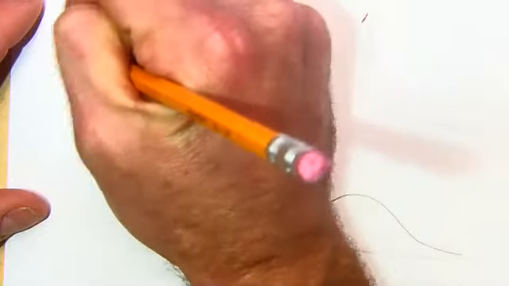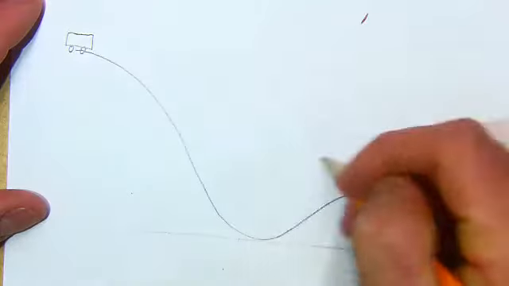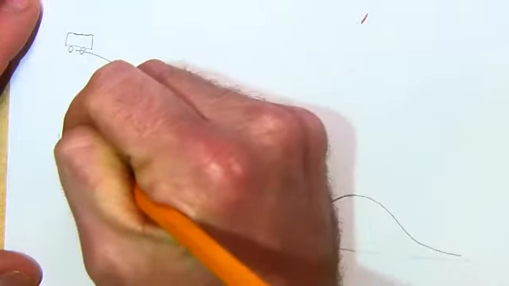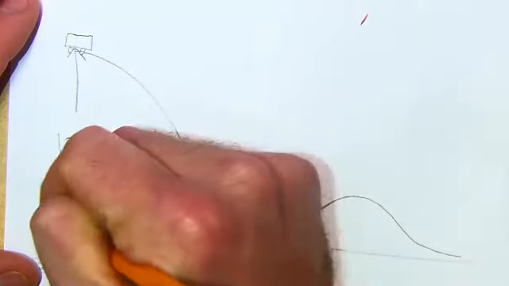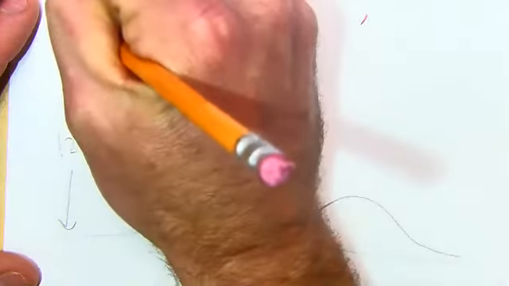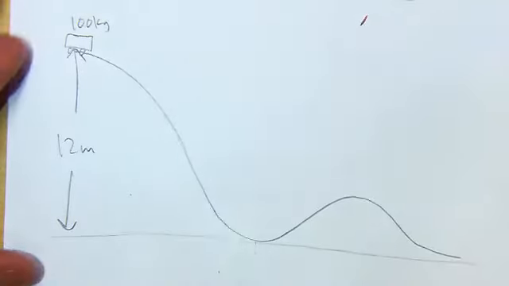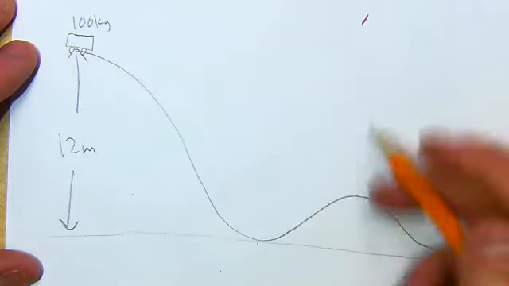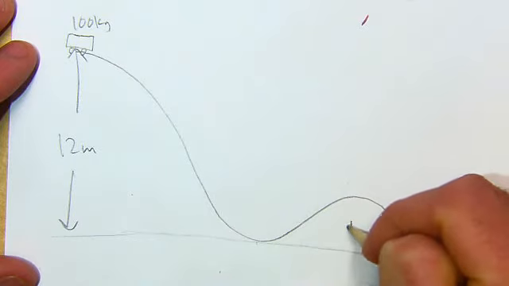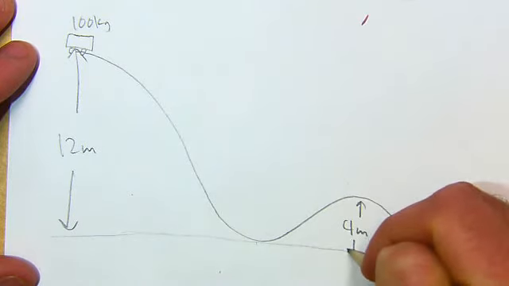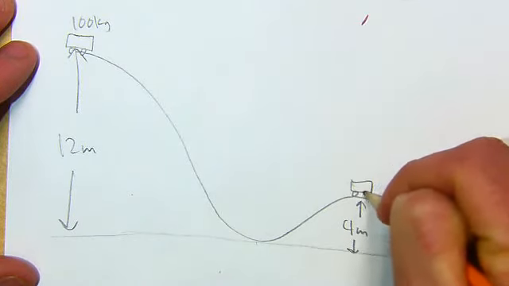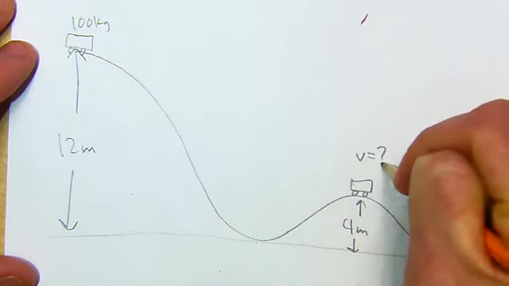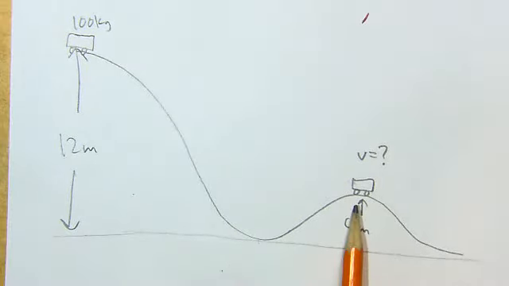Okay, and then let's do a roller coaster. 12 meters tall. Say it's a 100 kilogram cart, and it's going down, and it's going up this hill here. That's only 4 meters. And I'm wondering, how fast is it going when it gets to the top of this hill?